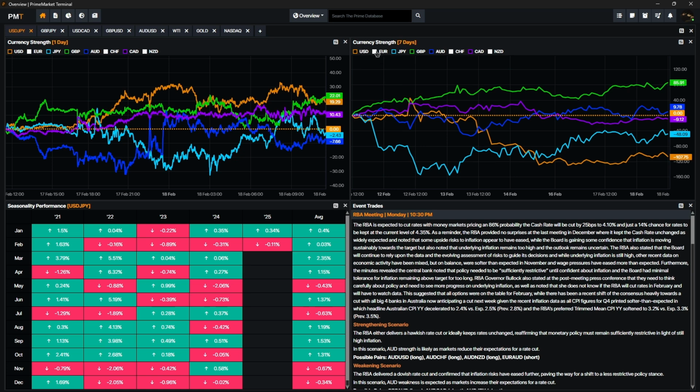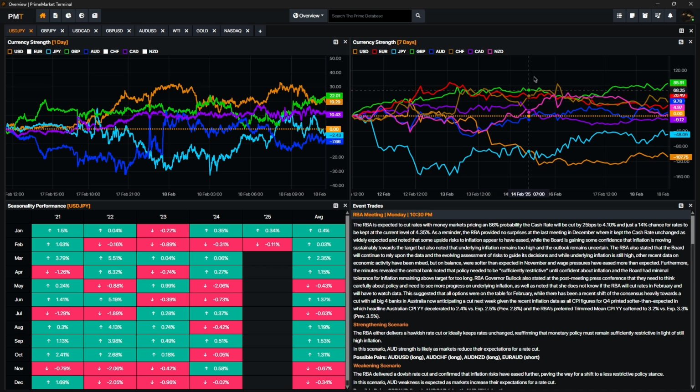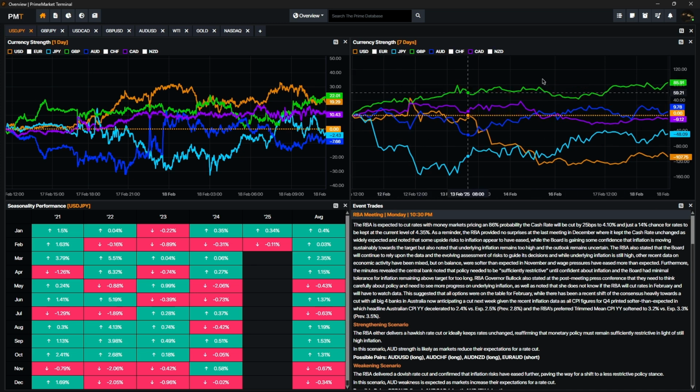I don't have Euro, Swiss franc, and New Zealand dollar because I don't trade those, and it makes this look a bit chunky, so you can remove those. So here are the currencies that I trade over the past 7 days, and you can see the strength, so you can get a good overview.